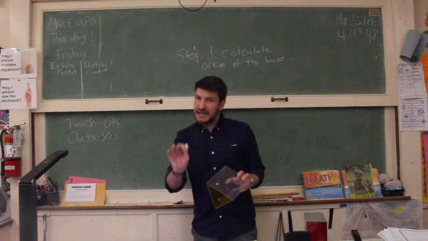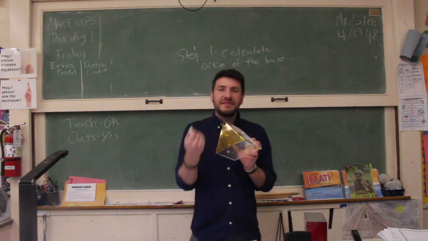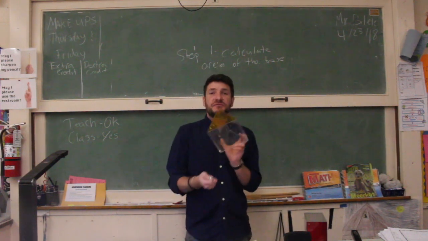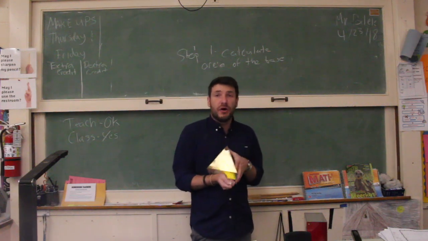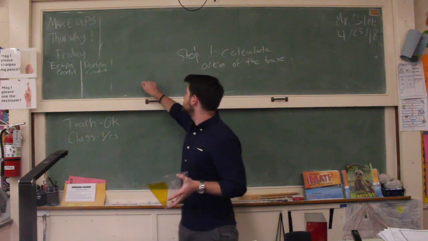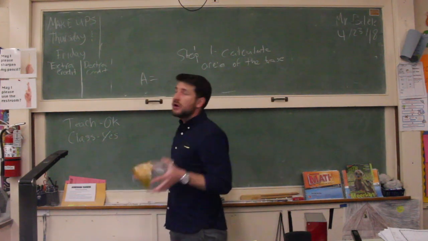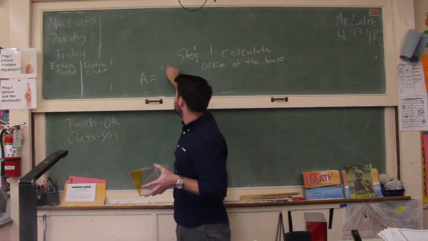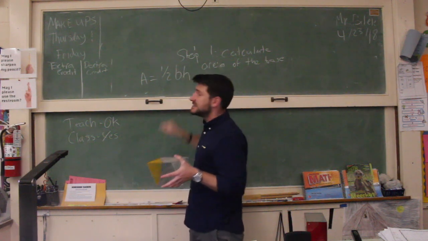To find the area of the base, you have to realize that first, this is a triangle. So let's think back to previously how to find the area of a triangle. The formula for area of a triangle, as we all know, is 1/2 base times height.